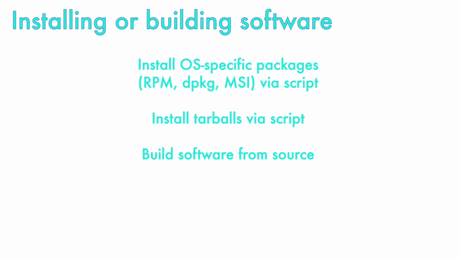Another common use case is the installation or building of software packages. For simple installation of an RPM, DEB, or MSI package, you would put the package in the Scratch or Shared directory and have a short script that calls the appropriate installation command. For software packaged in a zip or tarball, you would again put the source bundle in the Scratch or Shared directory and have a short script that extracts it to the desired location.